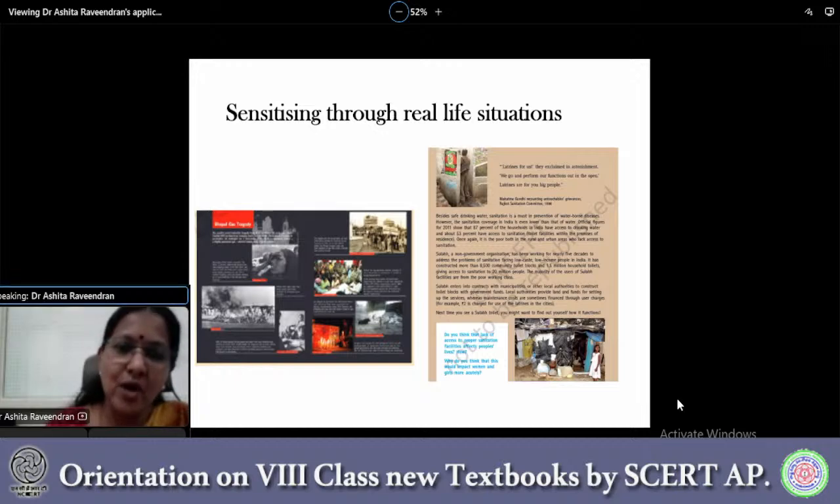So such types of pictures and photographs are being given in the textbook. This is not for evaluation. It's basically for enhancing their understanding, to make them sensitized towards society.